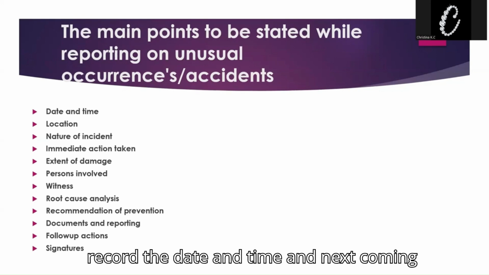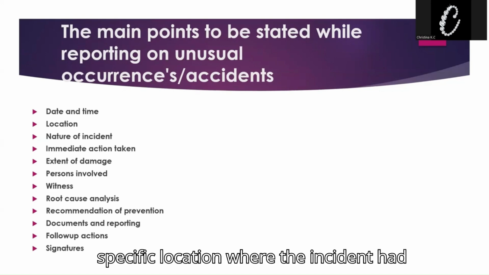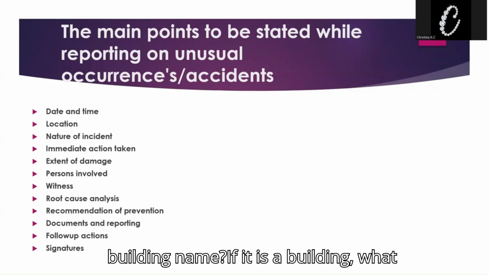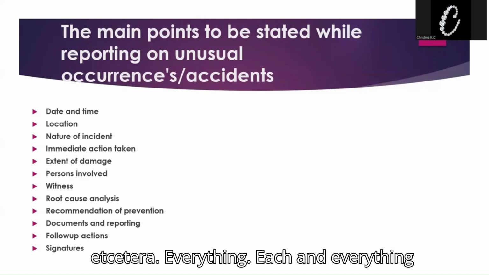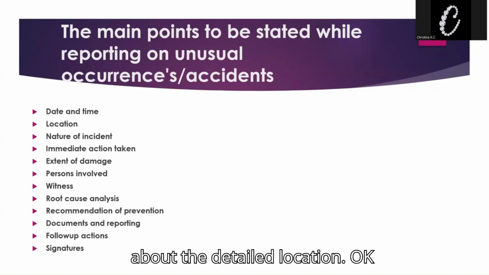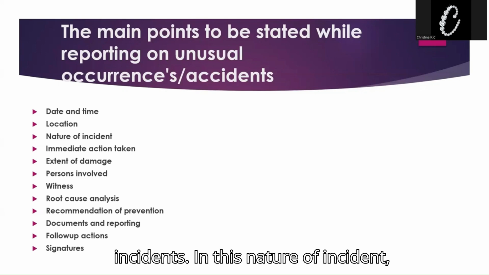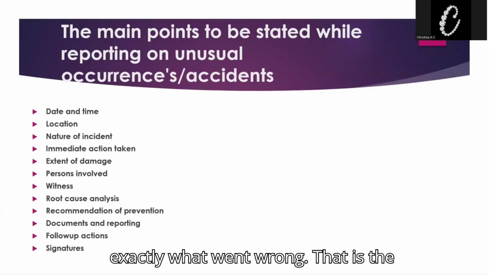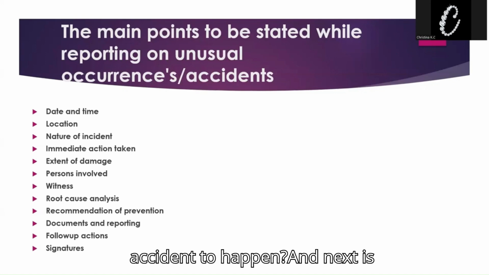And next, coming to the location, you have to provide the specific location where the incident took place. For example, if it is a building, what is the building name? What is the room name, etc.? Each and everything about the detailed location. And next, coming to the nature of incident, this will include what happened exactly, what went wrong. That is the nature of incident. What made this accident happen.